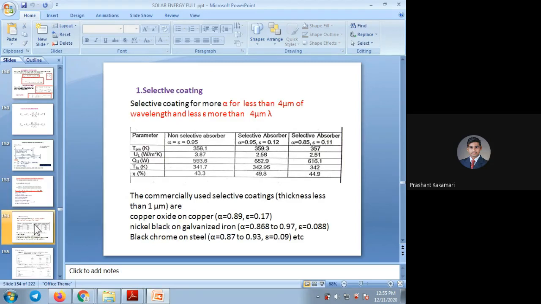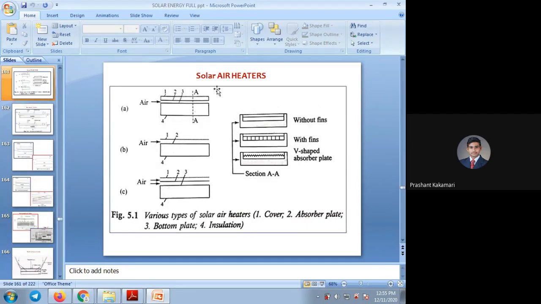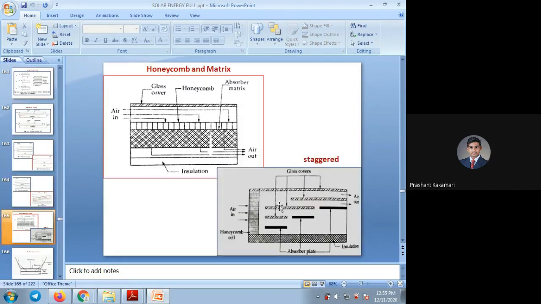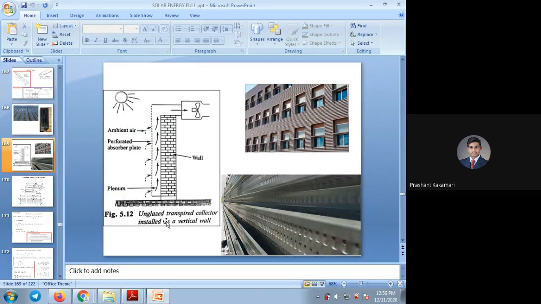Then parameters affecting performance, theory. Okay. So this part is there, and the fourth unit is solar aerator, an extension of that. Here we discuss the different types of aerators. These are three types: simple type, then full pass aerators, and matrix type, or these honeycomb structures or ladder type. Then applications like agriculture and greenhouse types. We discussed the inflatable tunnel, then greenhouse plastic aerator, then UTC, the unglazed transparent collector. So this is the theory part. I think in the fourth module we have around 80% theory and 20% numericals.